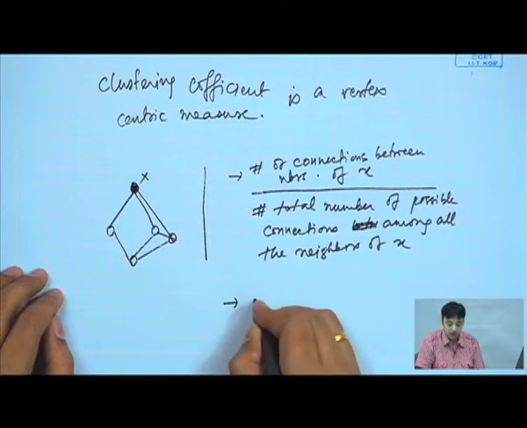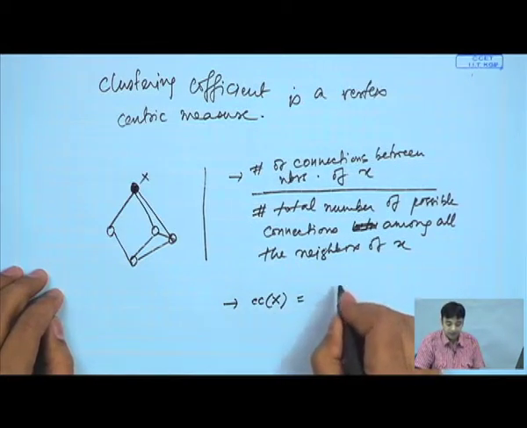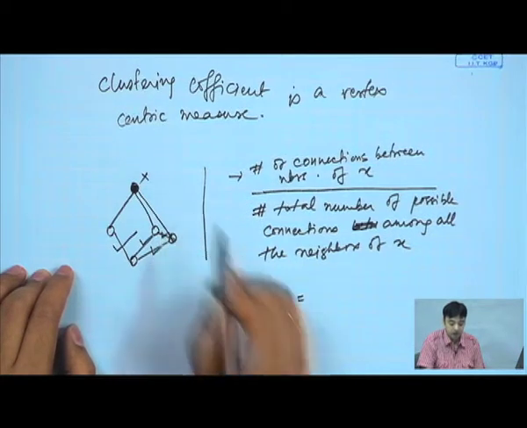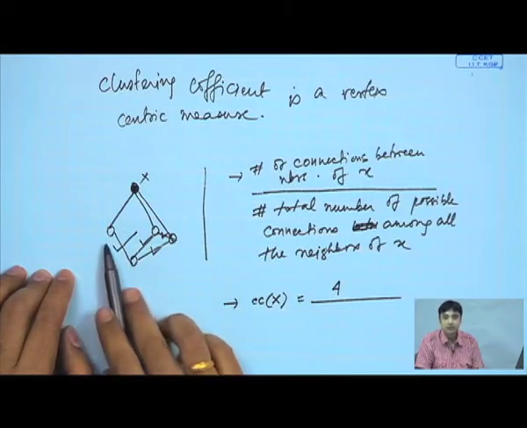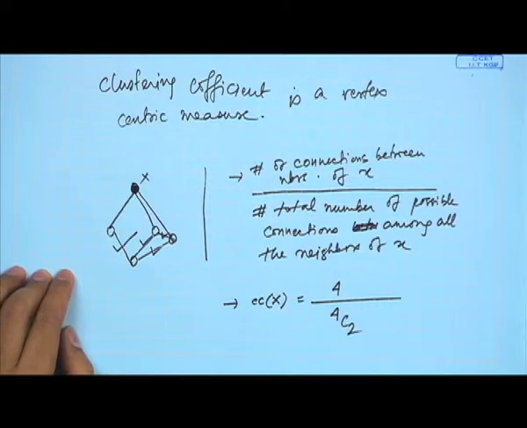So, you can write the clustering coefficient of the node x in this example as follows. Among the neighbors there are how many edges? There is 1 edge, 2 edges, 3 edges and 4 edges. So, you have 4 divided by the total number of possible edges. What is the total number of possible edges? Since there are 4 nodes, there should be 4C2 possible edges. This ratio defines the clustering coefficient of a particular node. In this way you can measure the clustering coefficient for each individual node in the network, and the clustering coefficient of the whole network is just an average of all the individual clustering coefficients of the different nodes.